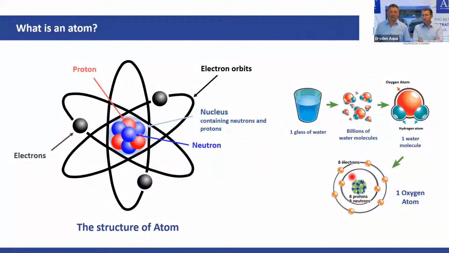You have 2 electrons on the first shell, and on the outer shell, Florent, how do you call this? Valence electrons. Yeah. Valence electrons. You have 6 valence electrons. These are the electrons on the outer shell.